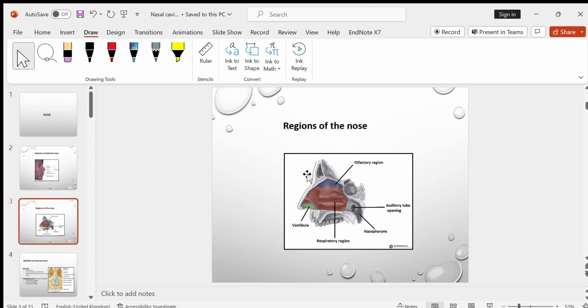The various regions of the nose are: this blue one is the olfactory region, lined by olfactory mucosa, and this brown one is the respiratory region, which is lined with respiratory mucosa. Both these mucosae are histologically very different. Then this green part is the vestibule of the nose, and it contains short, coarse, rough hair called the vibrissae.